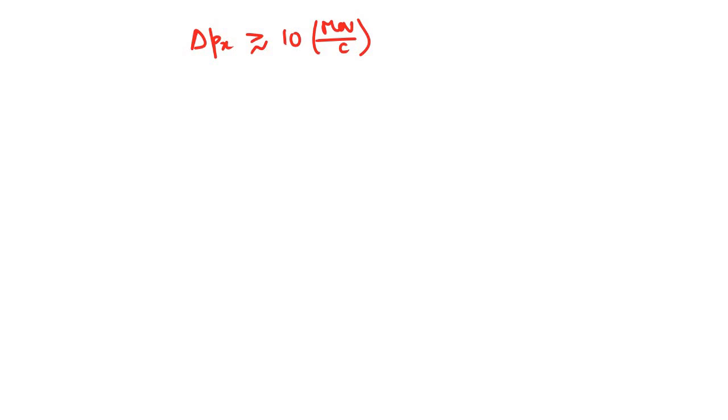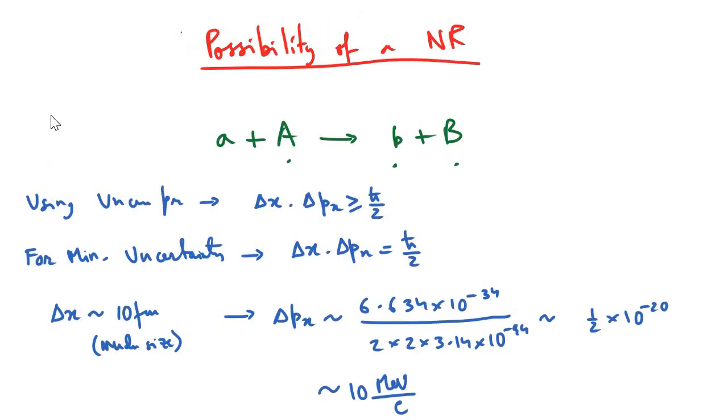Okay. Now, so this was from the uncertainty principle. Let me again write this over here for completion. So we have used basically the uncertainty principle, and finally we are getting delta px must be greater than or equal to 10 MeV by c. Okay.